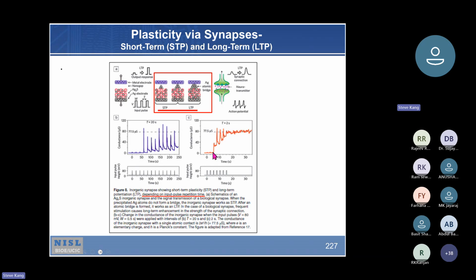Whereas in long-term plasticity, the pulse width is longer, you see, pulse width is longer here. As you keep on applying it, it keeps on increasing and then establishes itself. So this is a fully connected one. Conductance is high, right? And that's long-term plasticity. So it depends on the input pulse repetition time and the pulse width. And that determines whether you have short-term plasticity or long-term plasticity.